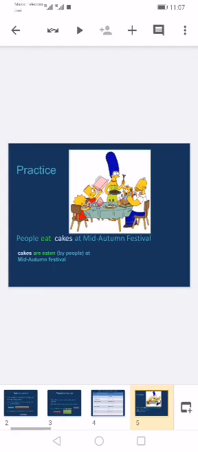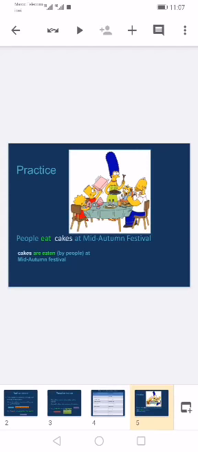Now I will give you some examples, or we are going to see some practice concerning what we have been studying, and I hope it will make things easier for you. So let's consider the first sentence. People eat cakes at Mid-Autumn Festival. The first question we need to answer in such cases is what tense is the sentence, so as to turn it into the passive voice.